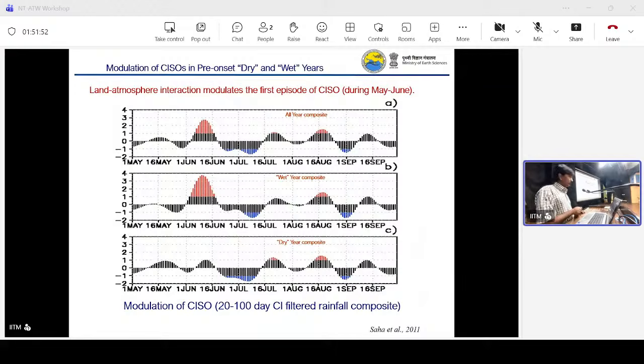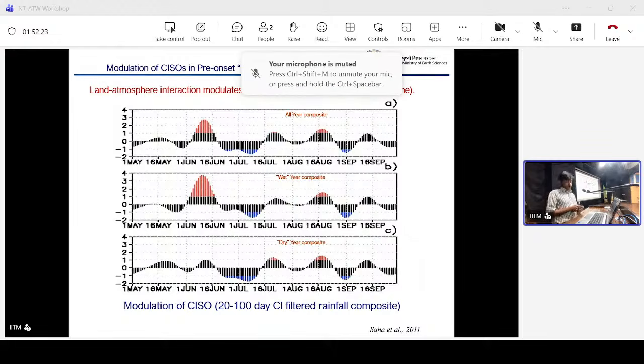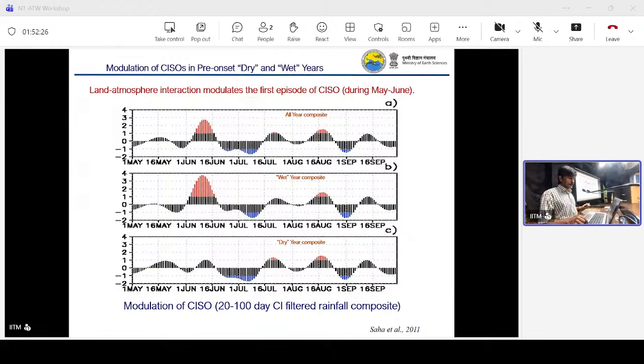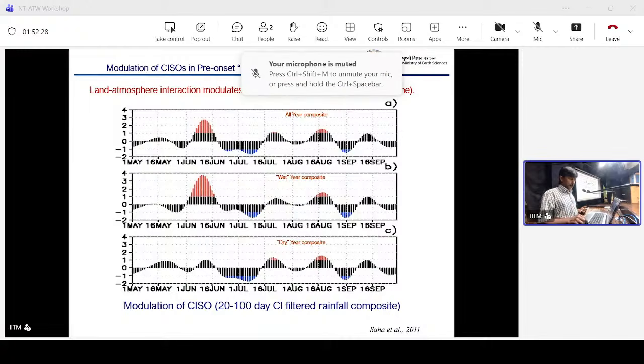Now, if you look at CISO, CISO is nothing but the filtered anomaly, and 20 to 100 is the filtered central Indian rainfall anomaly. This is the all year composite, this is the time y-axis, and this is the wet year composite. You can see the pre-monsoon time you have a dry condition, right? And then it gives a huge wet condition, and then the rest of the things as usual. Okay, in the dry year composite also, you see there is an anomalous wet condition, and that has suppressed this phase of monsoon rainfall, and that has affected it because it is a very controlled one, that has an effect on seasonal rainfall.